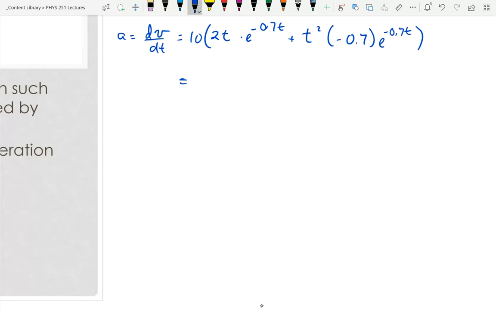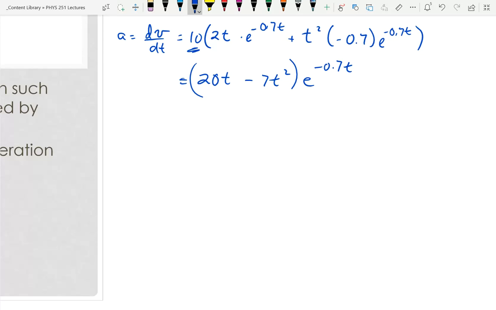So I have 20t minus 7t squared, times e to the minus 0.7t. Remember, there's the 10 out front. Right. So 10 times 2 is 20. Right. And 10 times 0.7. Gotcha. So there's my acceleration as a function of time calculation. It was just a derivative. I say just a derivative. To most people, that's hard. To you guys, that's something you've studied up on, so it's background knowledge.